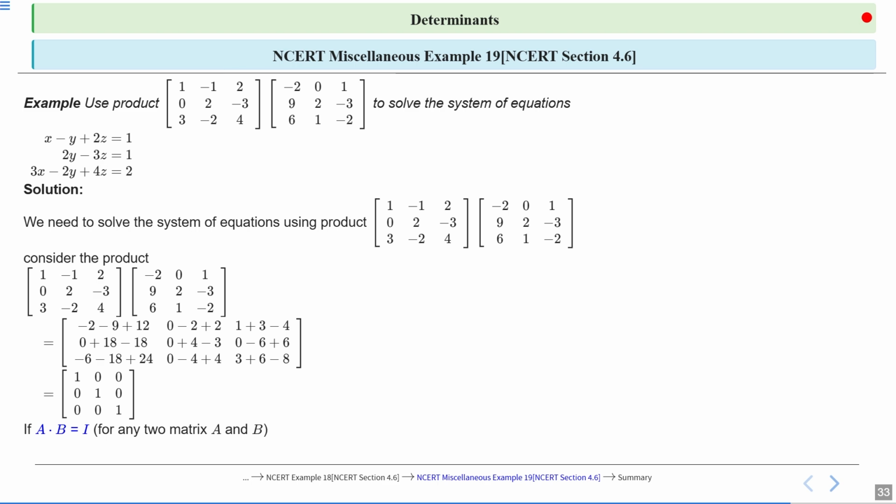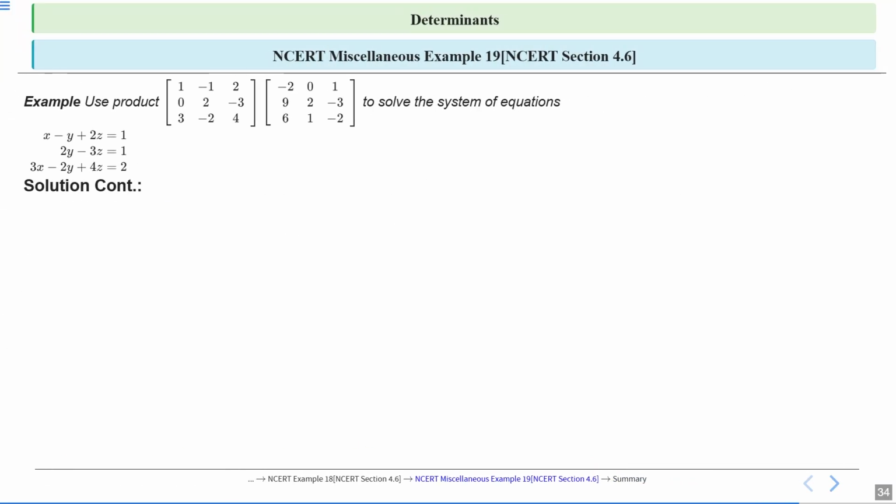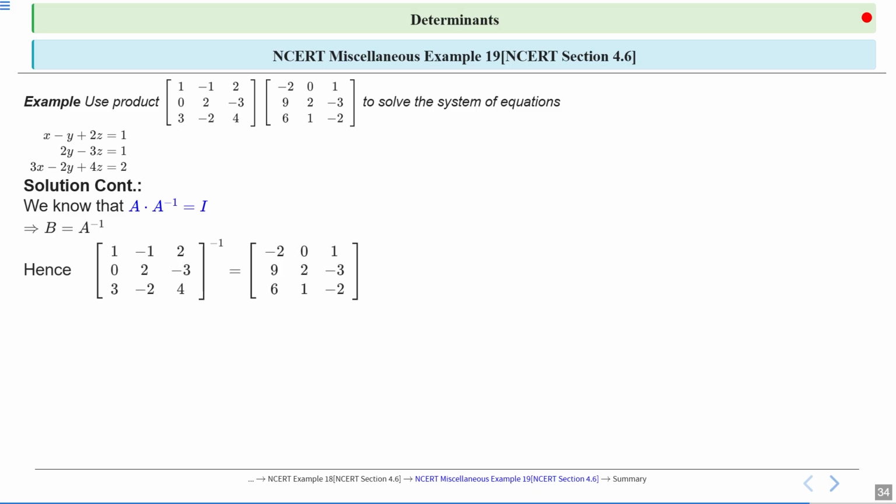If A into B is equal to I for any two matrices A and B, we know that A into A inverse is equal to I, identity matrix, so matrix B is inverse of A. Hence, the inverse for this matrix is minus 2, 0, 1, 9, 2, minus 3, 6, 1, minus 2.